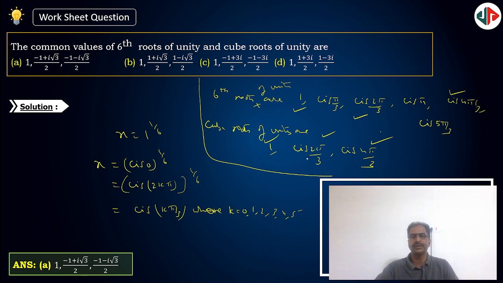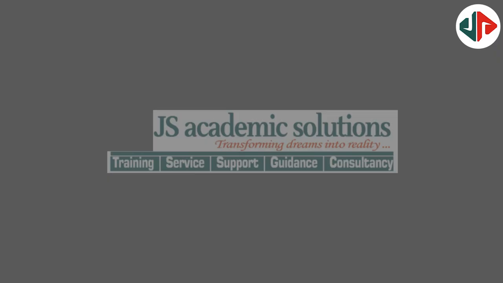Cis 2 pi by 3 value is minus 1 by 2 plus I root 3 by 2. Cis 4 pi by 3 is, cis 120, cos 120 plus I sin 120, so this is minus 1 by 2 plus I root 3 by 2. This one is minus 1 by 2 minus I root 3 by 2. So what are the three common roots? 1, minus 1 by 2 plus I root 3 by 2, minus 1 by 2 minus I root 3 by 2, option.